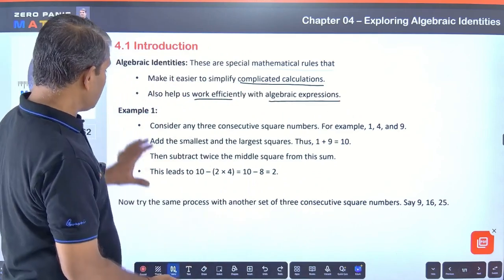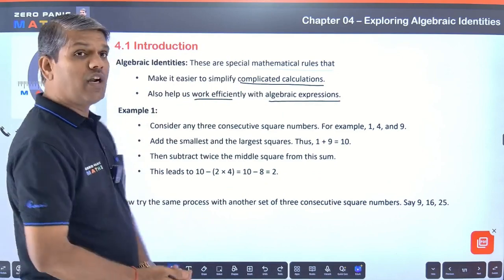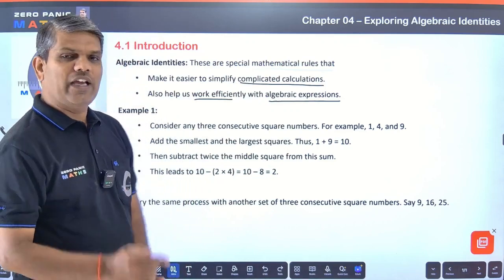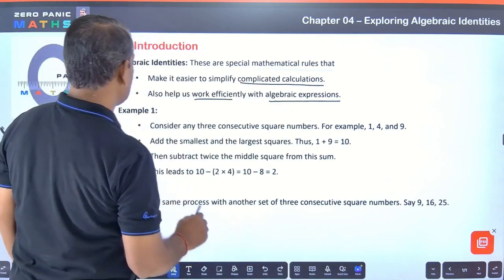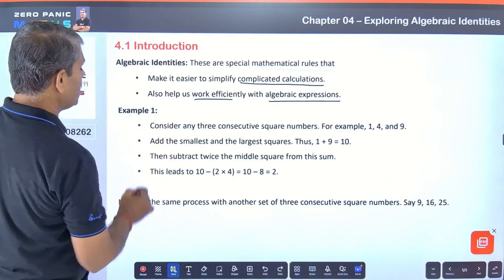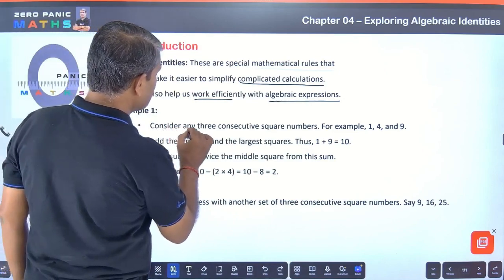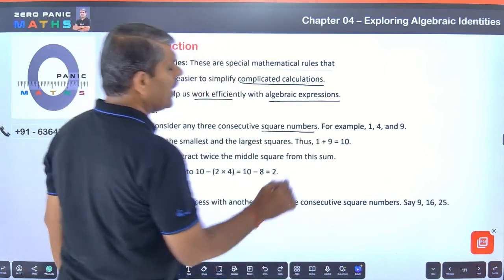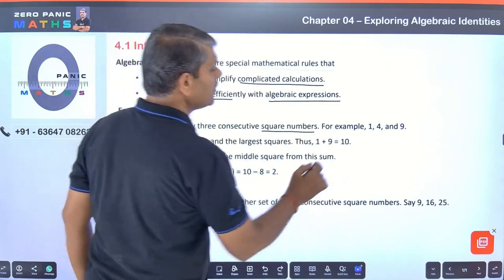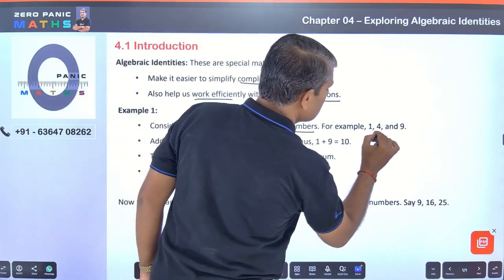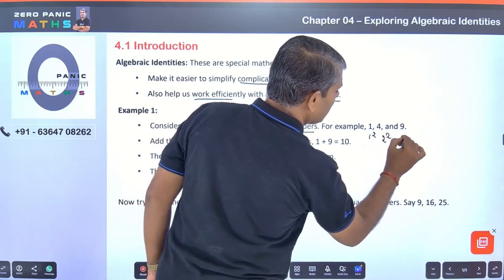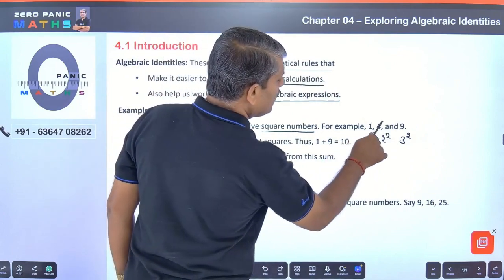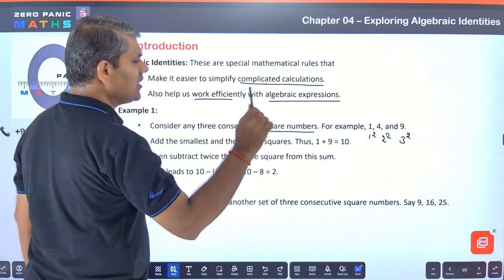Now let us take one simple example to understand what exactly an algebraic identity is. Listen to this example carefully. The steps I have written here, let us read one by one. Consider any three consecutive square numbers. I've taken the three consecutive square numbers 1 square, 2 square and 3 square. These are the three numbers, 1, 4 and 9. That is the first step.